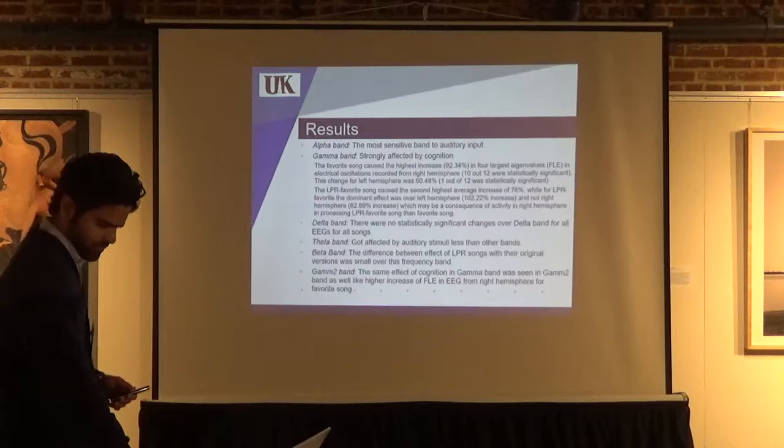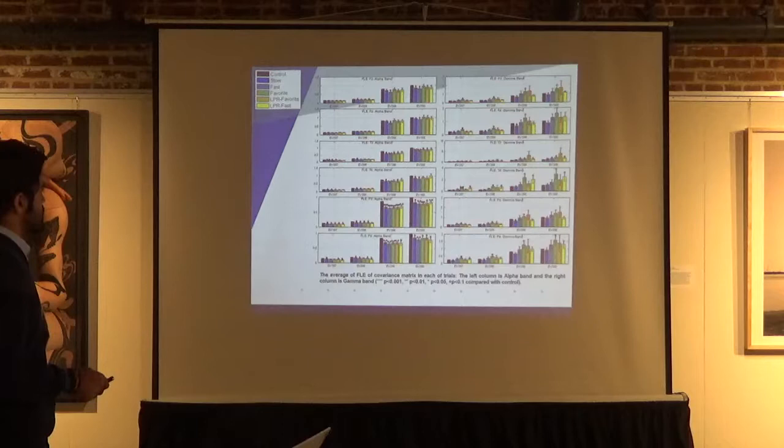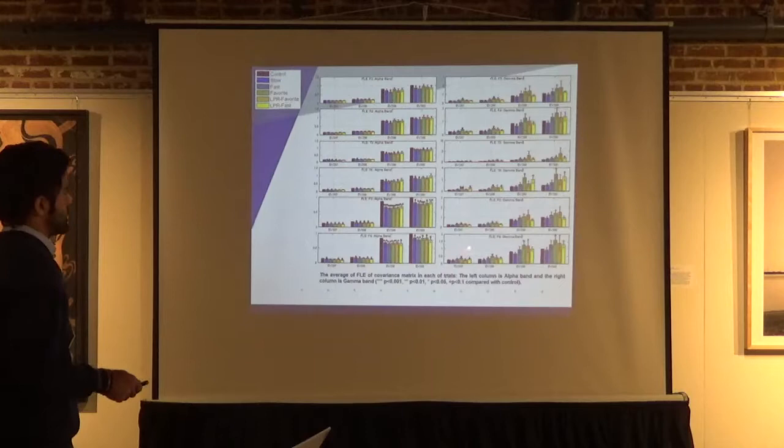Here you can see the bar plots. The left column is the alpha band, and you can see that most of the songs induce a statistically significant change, especially in the two largest eigenvalues. And the right column is the gamma band. You can see that for the favorite song and the LPR favorite song, the green and orange bars, in all the EEGs, almost all of them were higher and statistically significant in most of them.